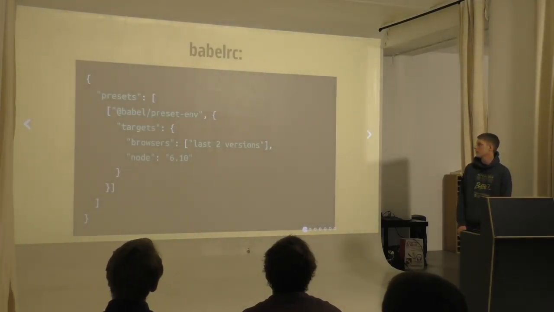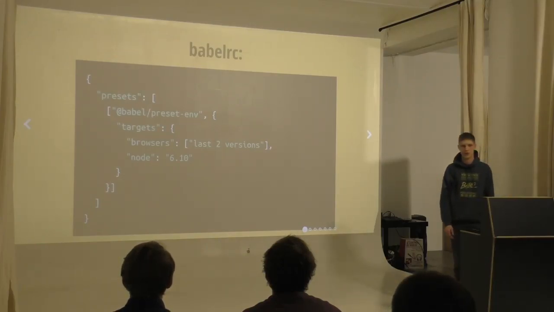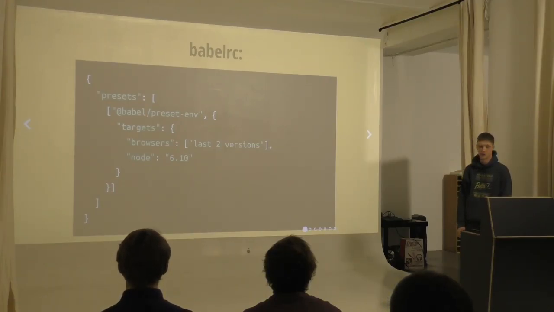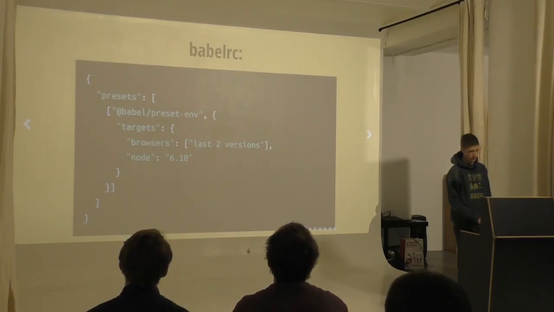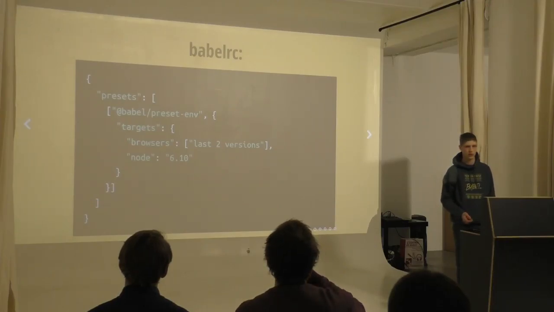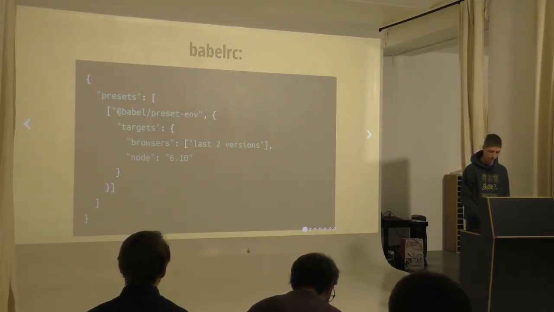And your config now looks like this. First, I want the two last versions of every browser. And I want to target Node 6.10 as well. And I just run this on my code base. And Babel is going to transpile it according to what features are implemented on this target. So this is pretty cool and really easy to use. And I really like this. And it also polyfills your code in case the feature isn't supported on your platform. So it's really easy to use and to me it's really clear as well.